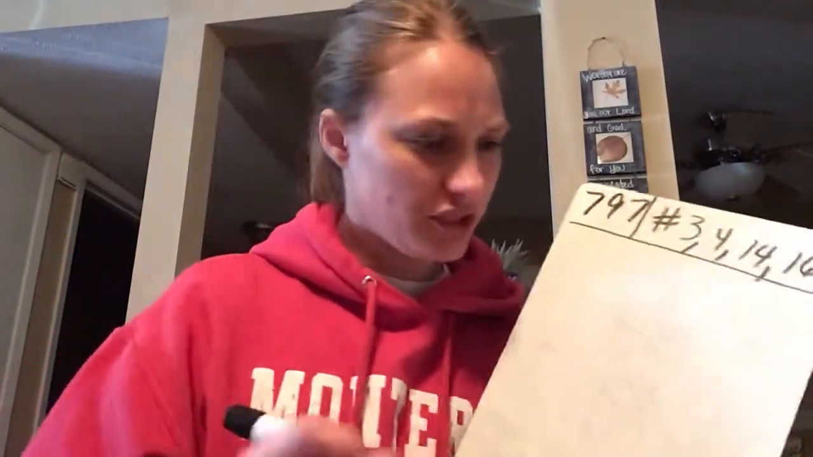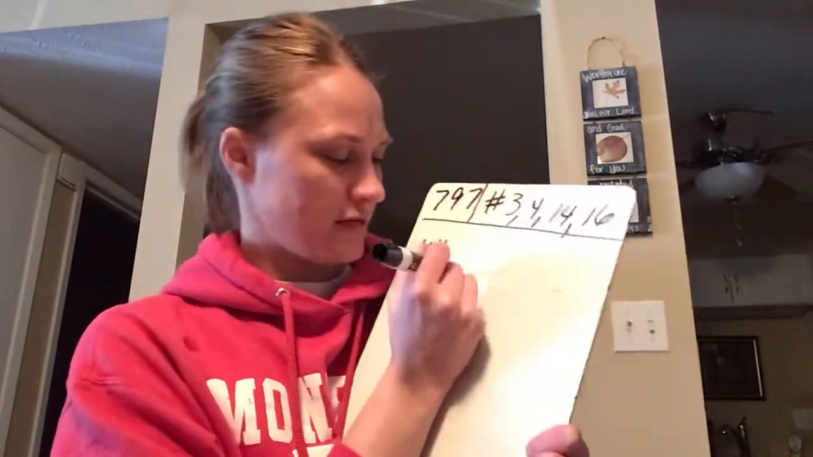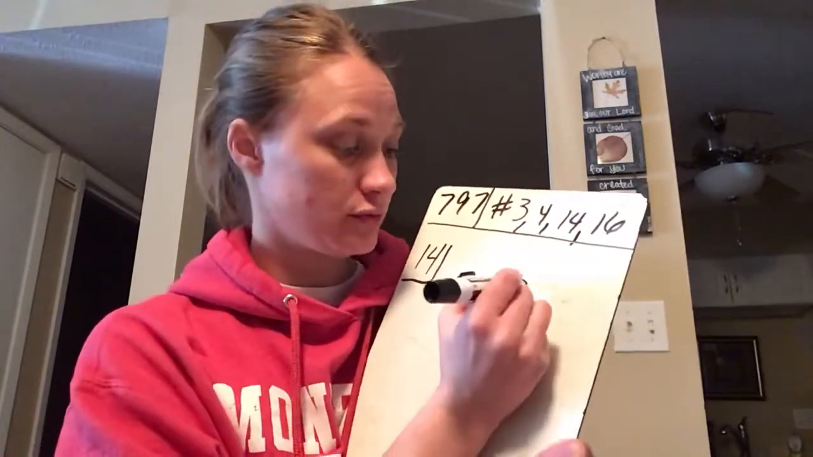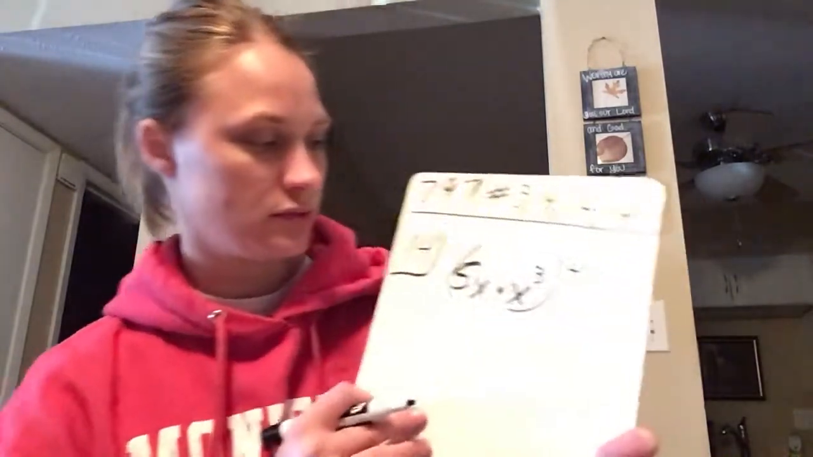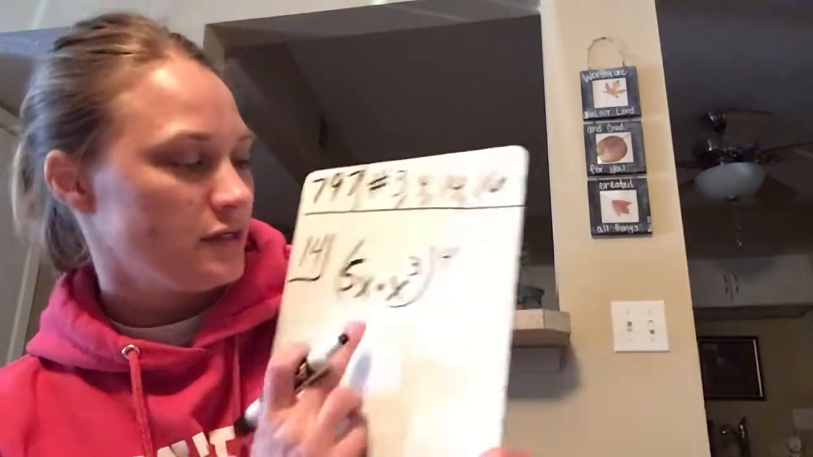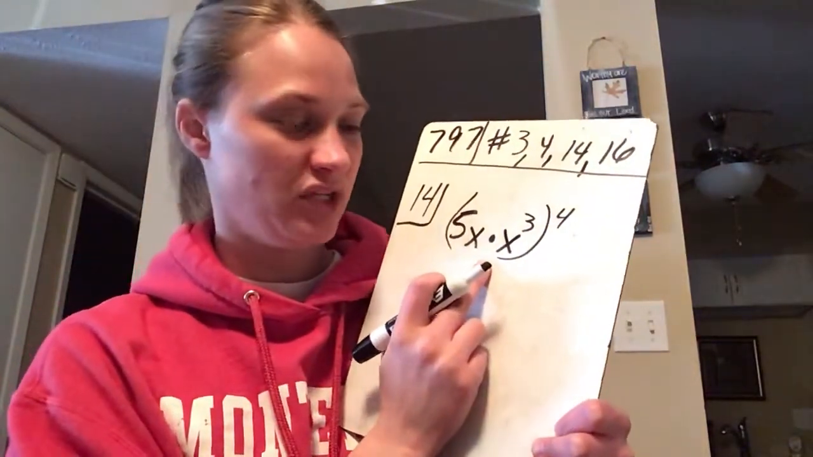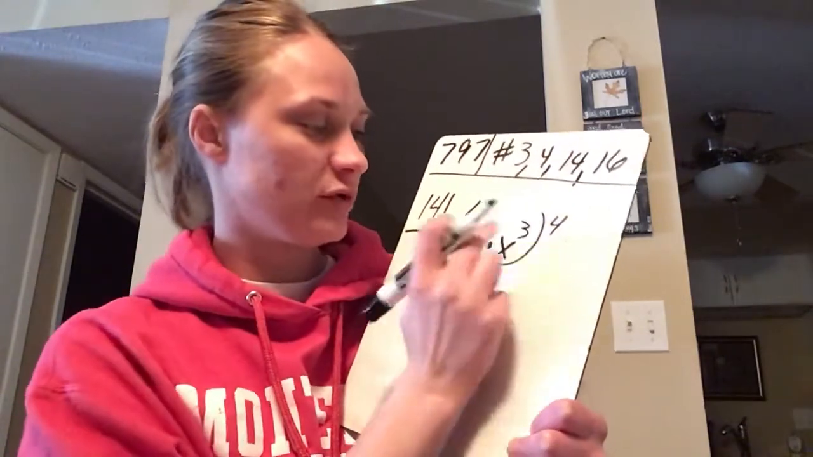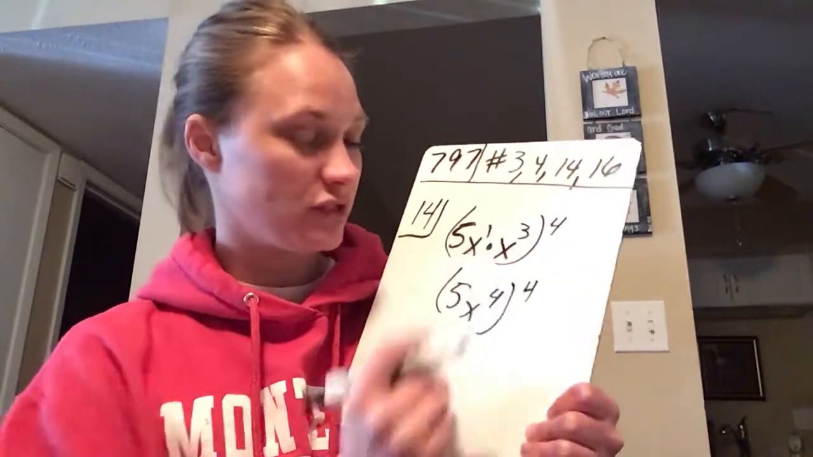14, something different. We get 5x times x to the 3rd, raised to the 4th power. In here first, this is actually going to end up being 5x to the 4th. I'm going to add 1 plus 3. And then all of that's getting raised to the 4th power.